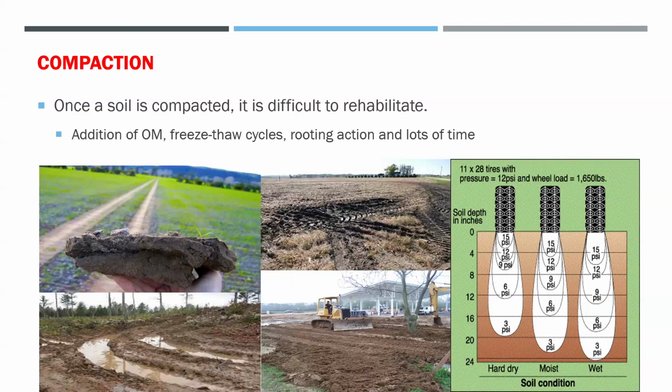So if you do have a compacted soil, the only way to get around that is add organic matter, go through freeze thaw cycles, get some roots in there to break up that structure, and then lots of time.